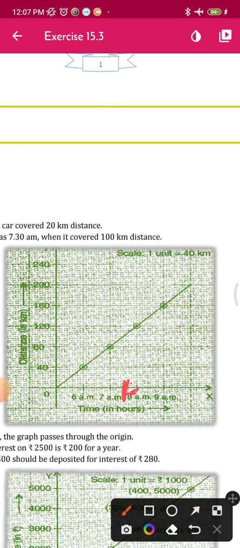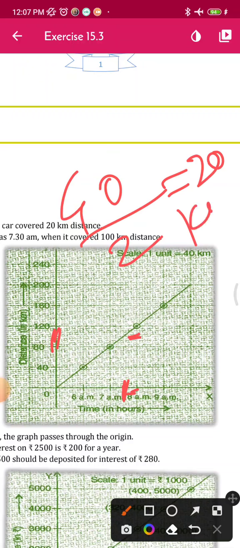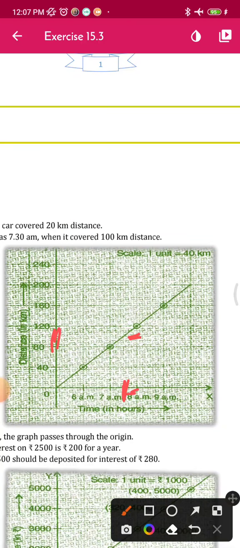From here to here, that means here to here, how much distance has the car covered. So suppose in total in that time 7 to 8 it covered 40 kilometers. So half of it, that means 40 upon 2, that means it is equal to 20 kilometers. So the answer to the first question is 20 kilometers.